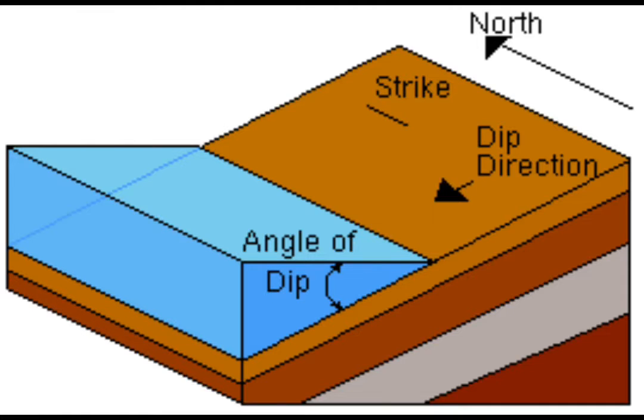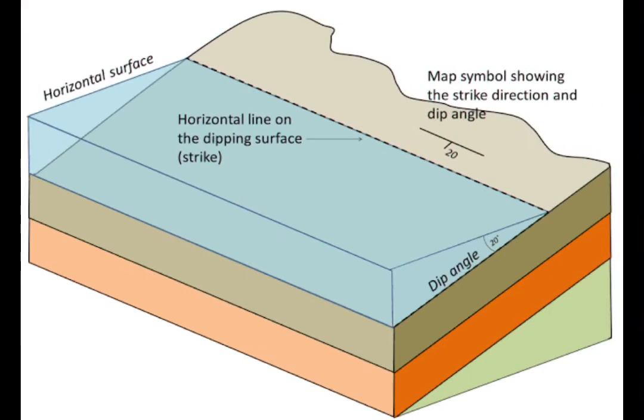We can express the orientation of a bed or any other planar feature with two values. First, the compass orientation of a horizontal line on the surface, the strike. And second, the angle at which the surface dips from the horizontal, perpendicular to the strike, the dip.